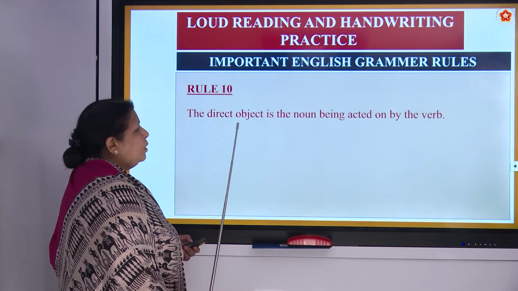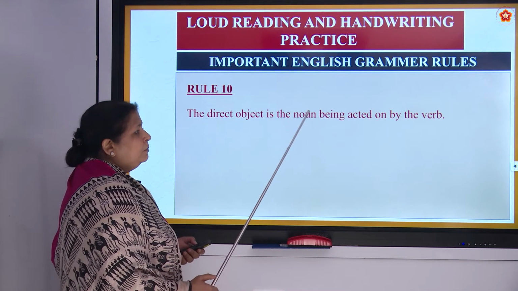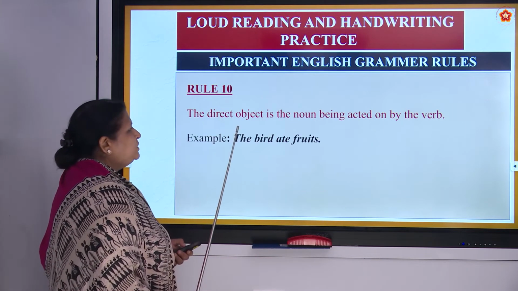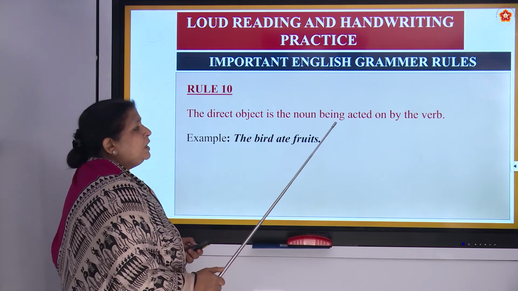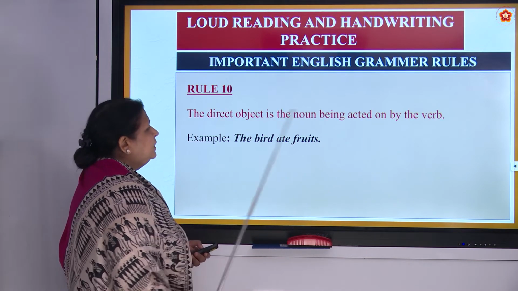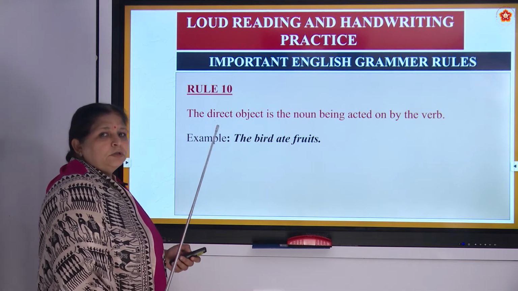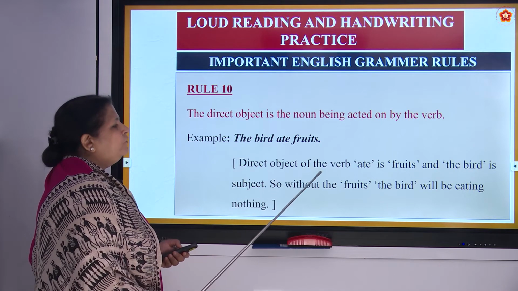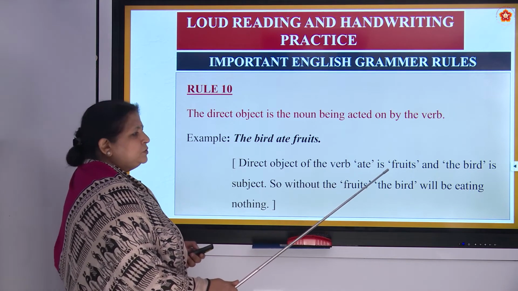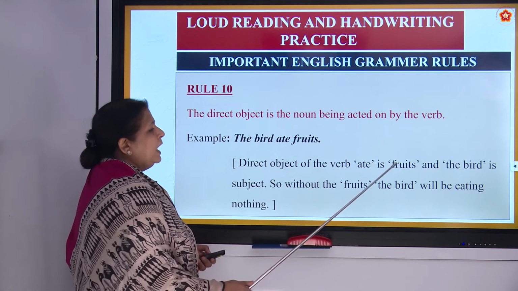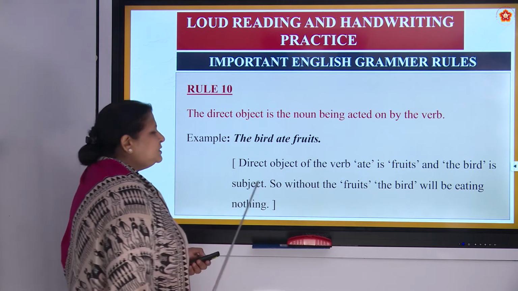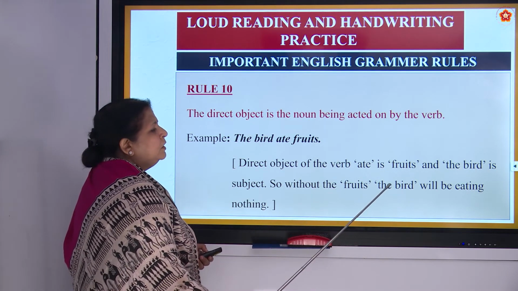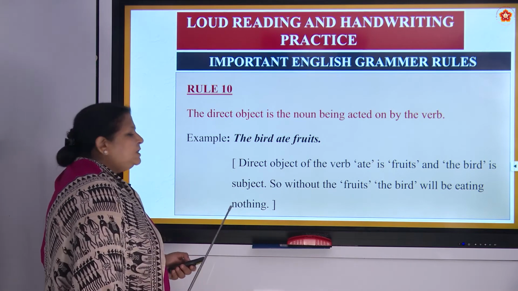The direct object is the noun being acted on by the verb. The bird ate fruits. Now, the direct object of the verb ate is fruits. Okay. And the bird is the subject. So, without the fruits, the bird will be eating nothing.